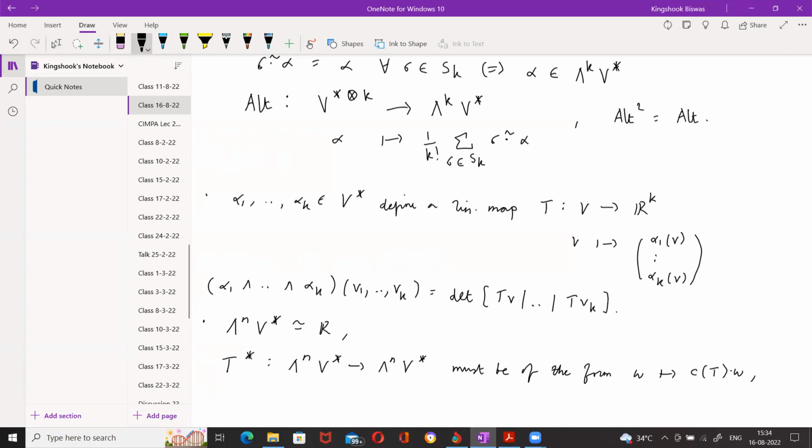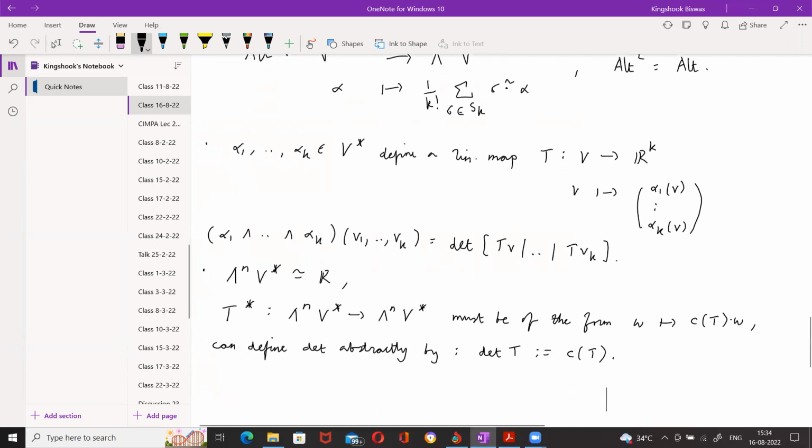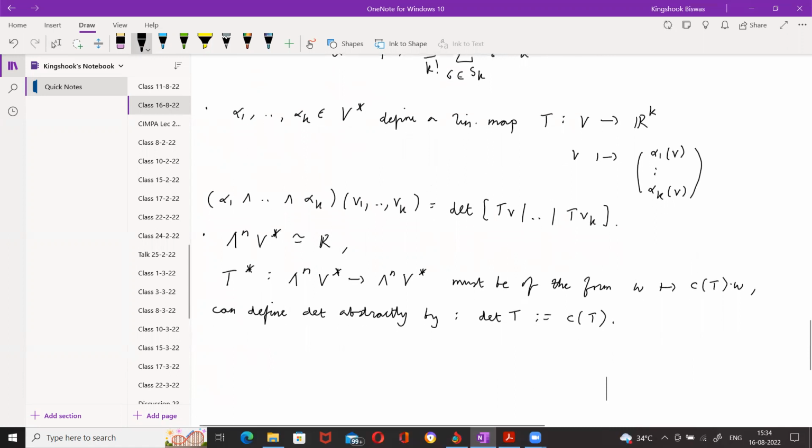And so you can actually define the determinant in a purely abstract way, without any matrices, nothing, by saying that the determinant is this coefficient c of T. Right? Does this make sense? Yes.